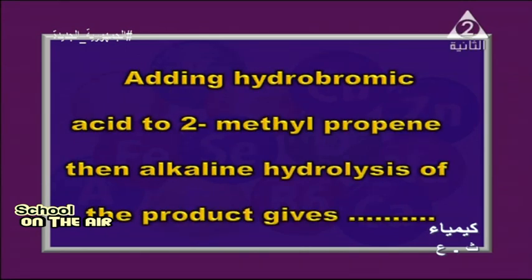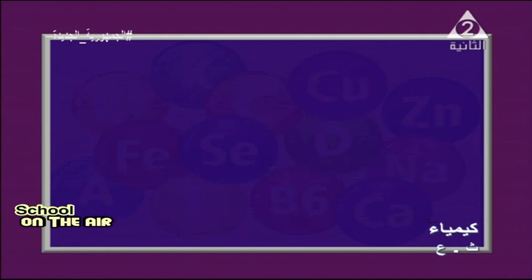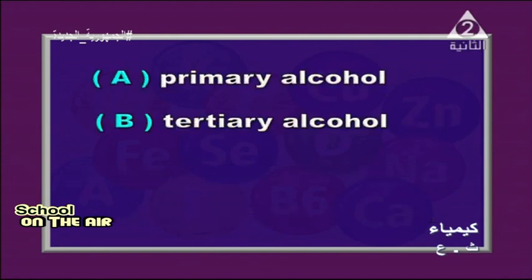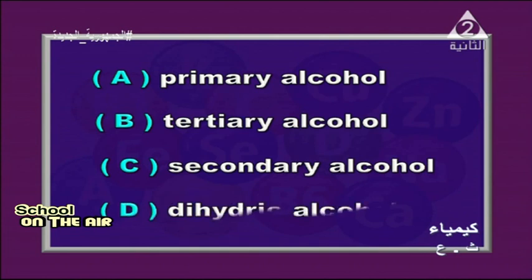Next point, adding hydrobromic acid to 2-methylpropene, then alkaline hydrolysis of the product gives what? Hydrobromic acid, when adding to 2-methylpropene, we apply Markovnikov's rule, and then adding sodium hydroxide, alkaline hydrolysis. So the alcohol produced, if you write the equation, will be tertiary alcohol.